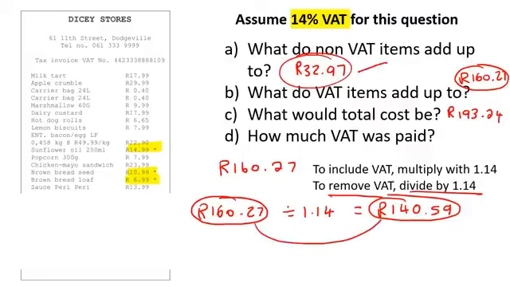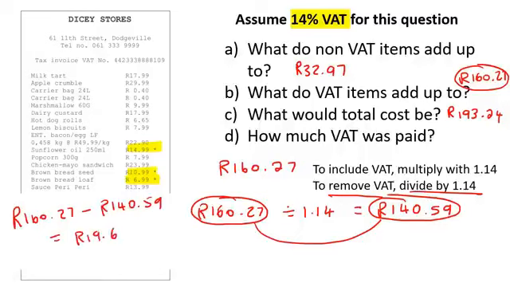Yeah, but Kevin, what about this number? Remember, guys, this is a non-VAT item, so we don't look at these ones ever. We only look at the VAT items when calculating our VAT. So if you say 160.27 minus 140.59, that'll give us 19 Rand and 68 cents. That is how much VAT was paid.